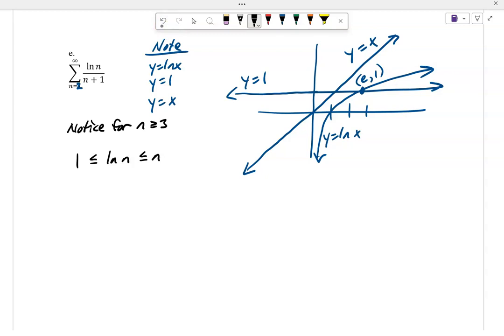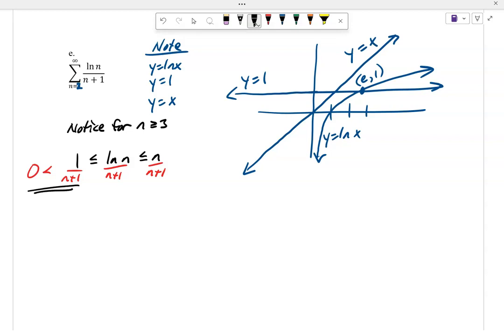For n greater than or equal to 3. So if I divide that, remember we have the series ln of n all over n plus 1. Of course this is greater than 0. These are positive terms. Remember, these tests are for positive terms. So, that's where we're at.